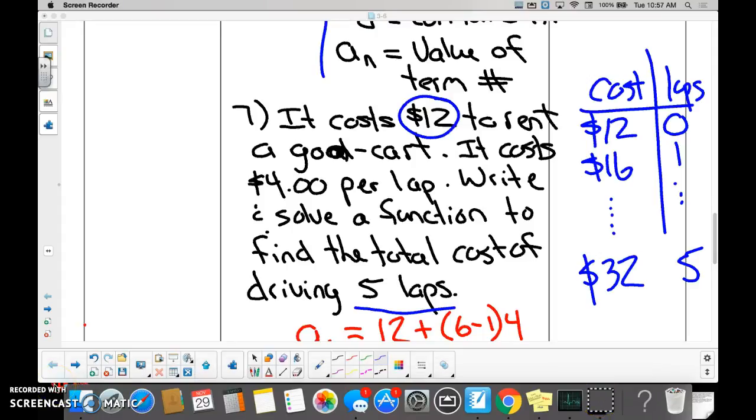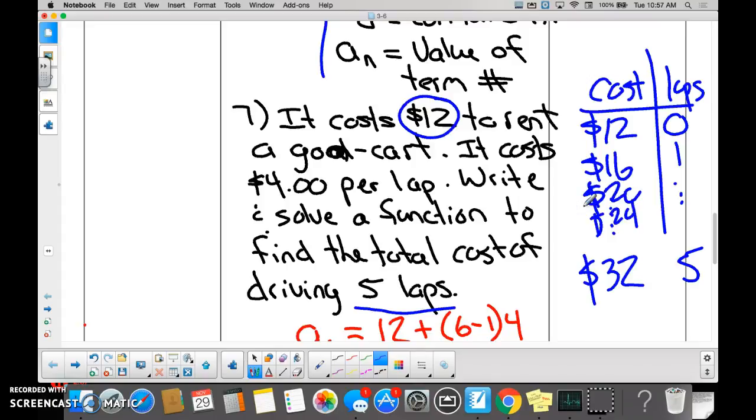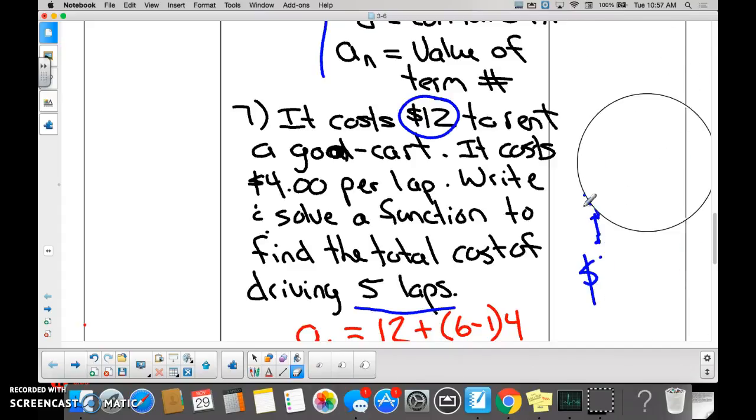Okay, so we have 12, 16. I'm actually going to fill these in here. We have 20, we have 24, we have 28. This is the 0, 1st, 2nd, 3rd, 4th. That's a really ugly chart. This is too important to not do right, so here we go again.